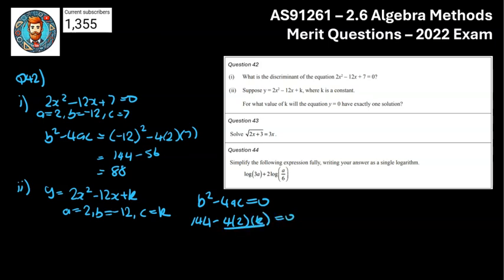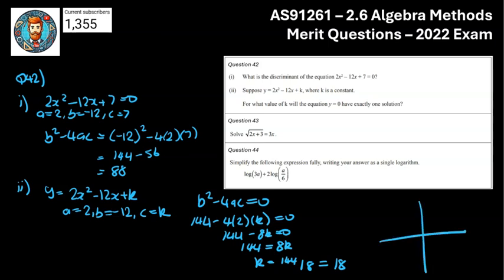So that there just becomes 8k, doesn't it? So we're going to have 144 minus 8k must be equal to 0. Moving the 8k to the other side becomes positive. So we've got 144 equals 8k, which means k is equal to 144 divided by 8. Plug that into your calculator, and you get 18. So that tells us if k is equal to 18, that's going to have one solution, which basically means it's a parabola sitting exactly on the x-axis, so only one answer.